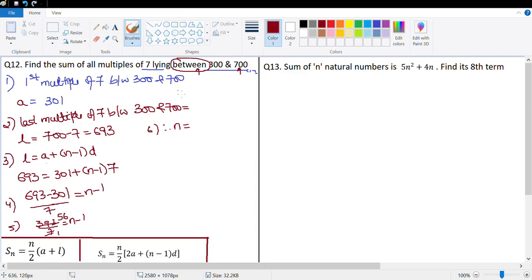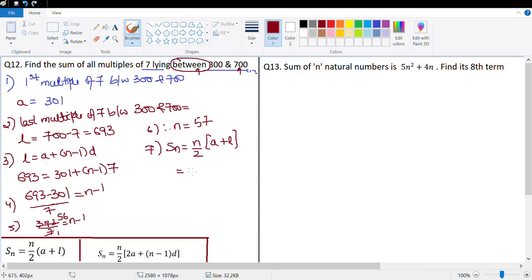Is that correct? Sorry, 56, not 42. So N minus 1 is 56, plus 1, that's 57. Now I know the sum of n terms is equal to n by 2 times A plus L.